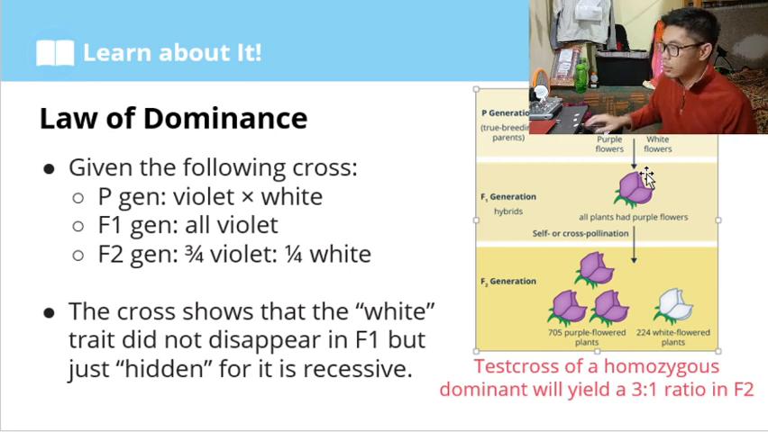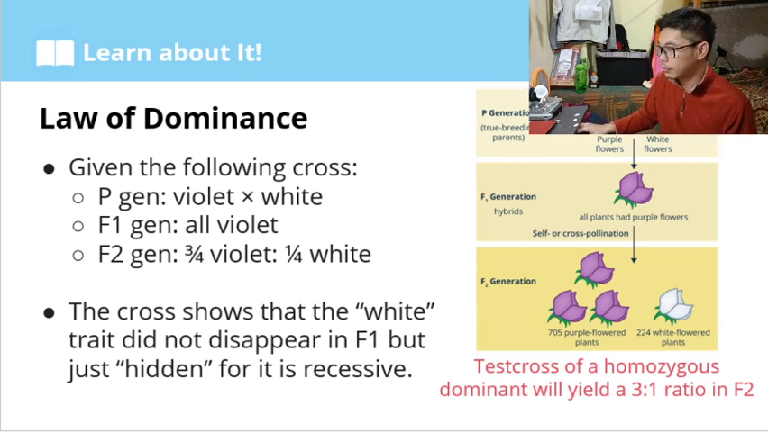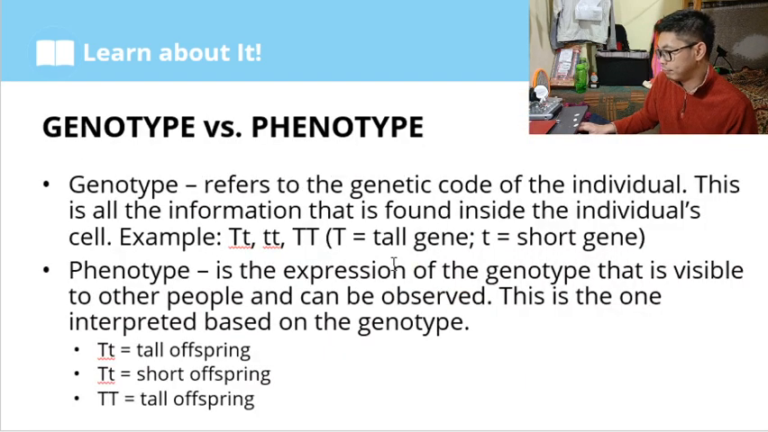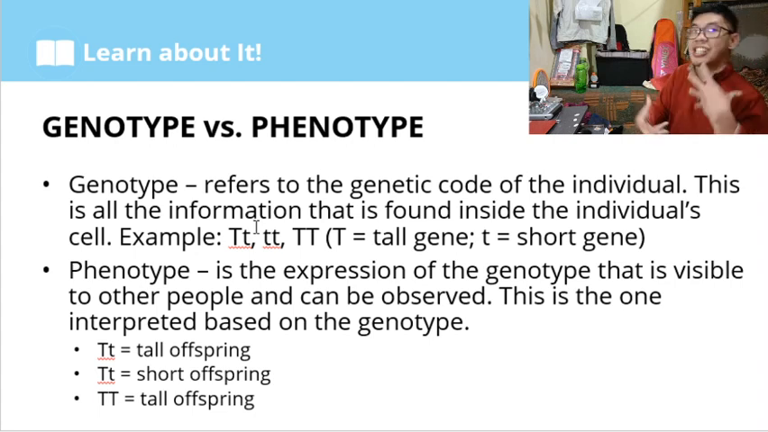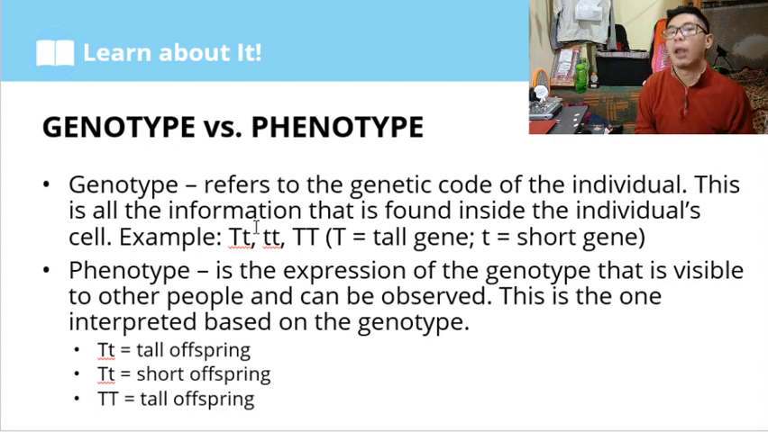Alright, I'll tell you this one later on based on the genotype. I already mentioned this, so just read it. Alright, I already explained genotype and phenotype. When you talk about genotype, this is the genetic code of an individual. This is the information found inside the individual cell. Let's say for example we use the letter T, which means tall. Tall or short, because there are only two.